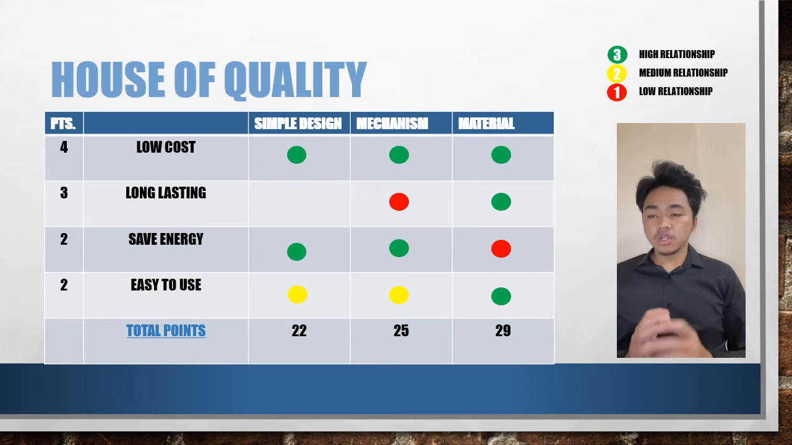So the conclusion is what we need to prioritize in our project is the material with 29 points, mechanism with 25 points, and simple design with 22 points.